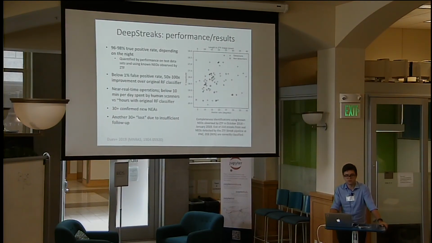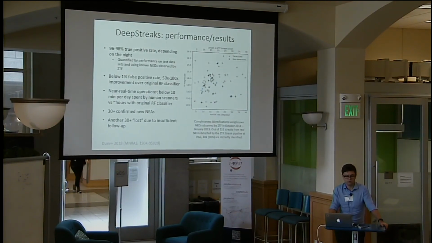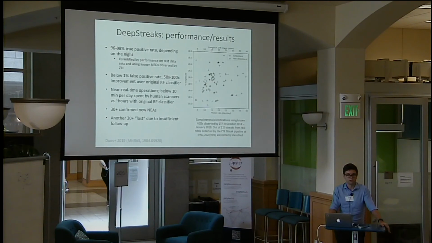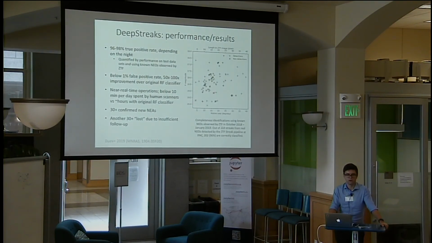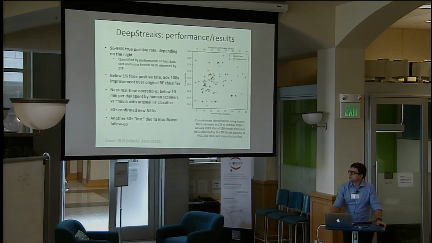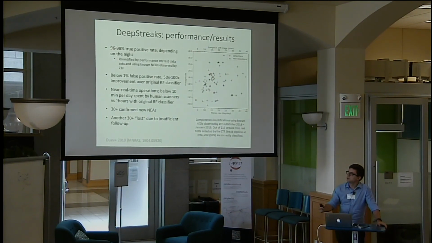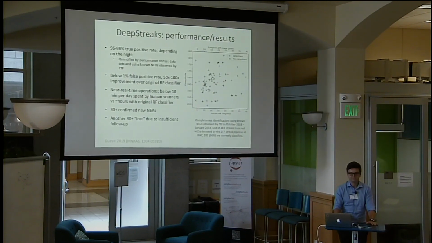Which is something like a 50 to 100 times improvement over the original random forest classifier, which means that they were able to switch to pretty much near real-time operations, and they have to spend typically something like 5 minutes a day compared to literally hours that they had to do previously. So far, it's found over 30 new near-Earth objects, and something like the same amount was lost, because we're not the only ones who were hit by bad weather this year. And I'll stop here.